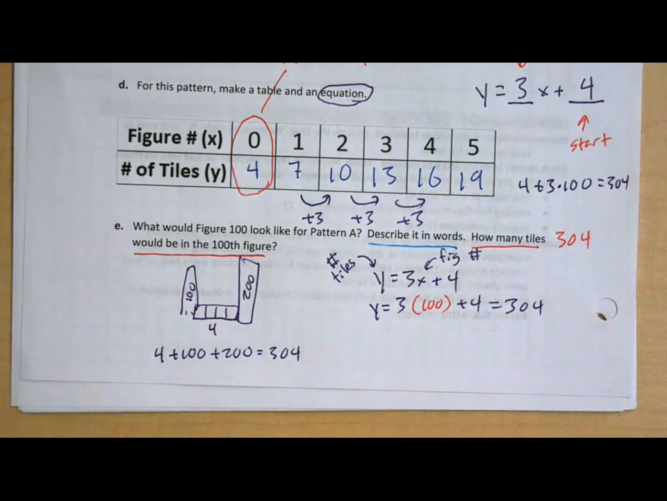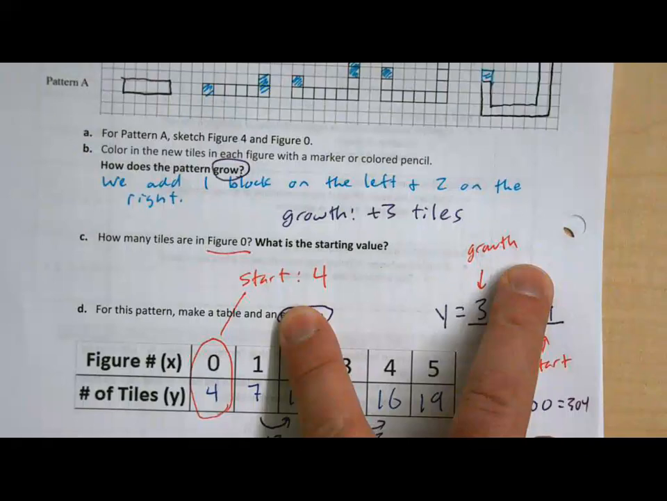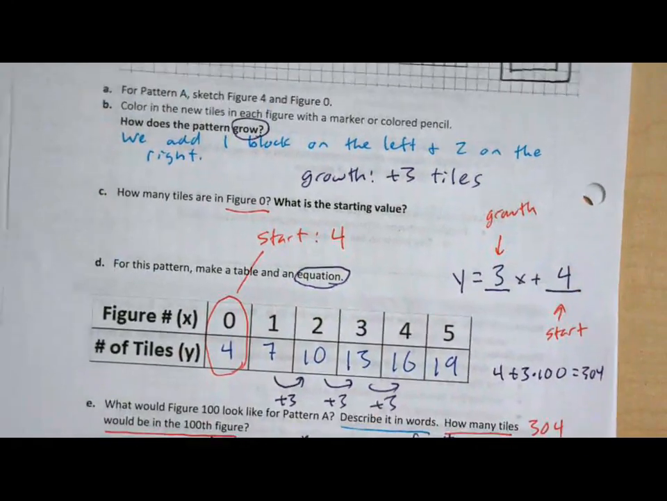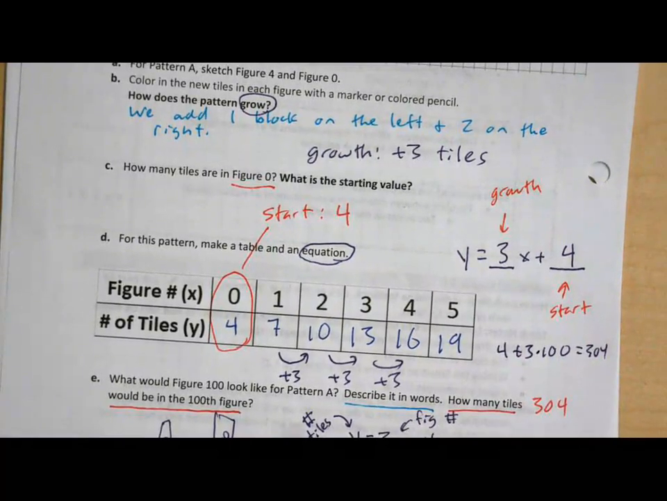All right, remember our goals for today is we want to be making connections between a situation which involves a starting value and a growth value. We want to be able to turn that into a table. We want to be able to turn that into an equation. Are we feeling pretty good so far? Let's see how we do on our own.